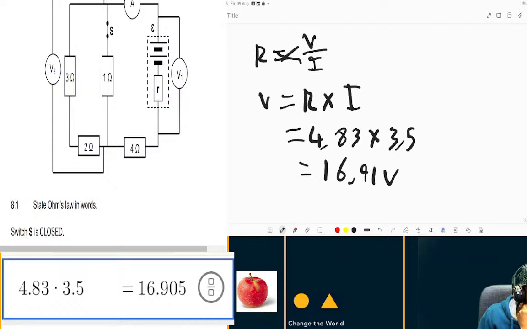So this will be our total, the voltage across V1, across the battery. That will be the voltage across the battery. That will also equal the EMF. No, not the EMF, that will be the voltage across the battery. Yes, it's equal to the EMF. Okay, so we move on to the next question.